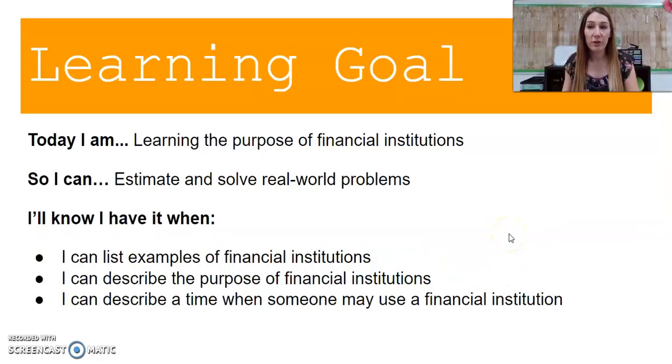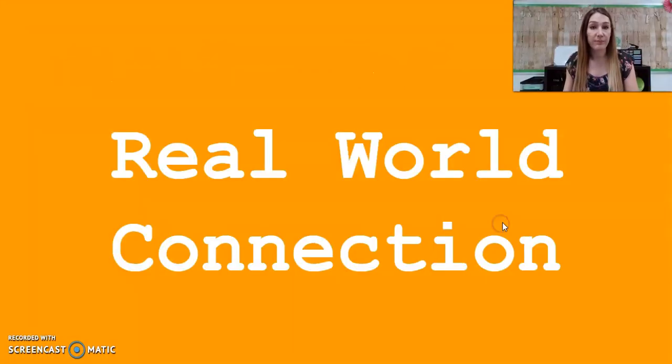Let's go ahead and read our learning goal together. Today I am learning the purpose of financial institutions so I can estimate and solve real-world problems. I'll know I have it when I can list examples of financial institutions, I can describe the purpose of financial institutions, and I can describe a time when someone may use a financial institution.